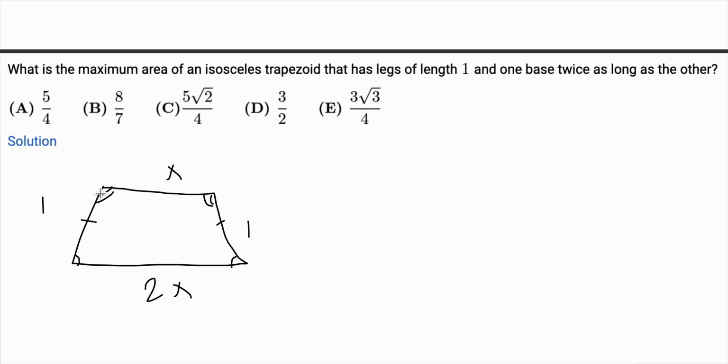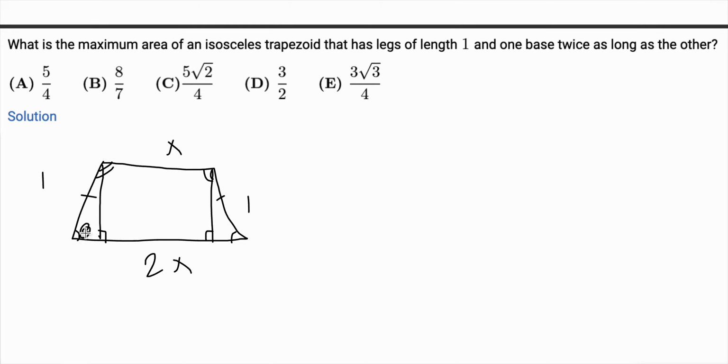So first thing is just draw these triangles right here, and these are going to be right angles because they're going to be perpendicular. So the area of this trapezoid is going to be the area of the rectangle plus the area of the triangles. The way I'm going to do that is I'm going to call this angle right here theta.